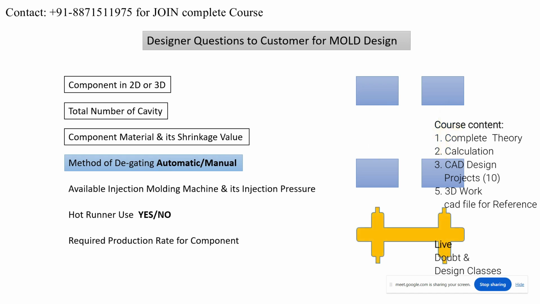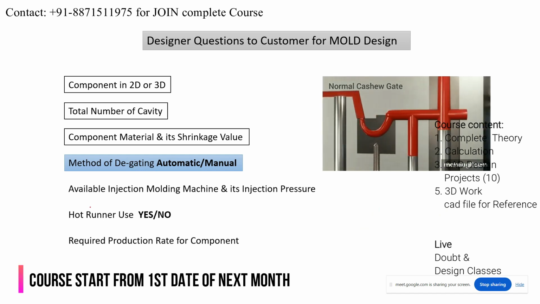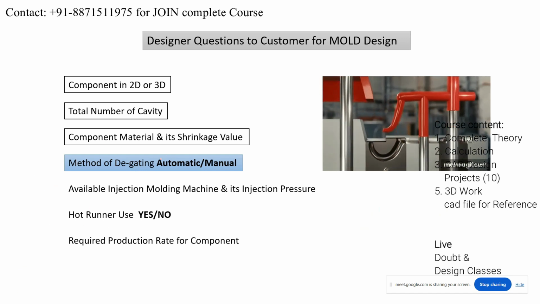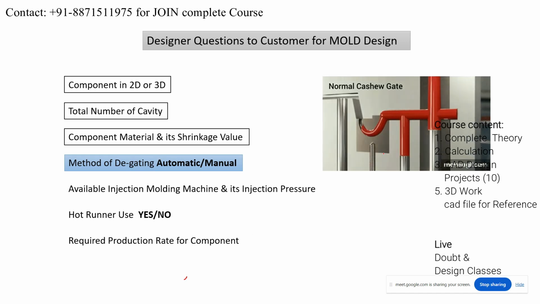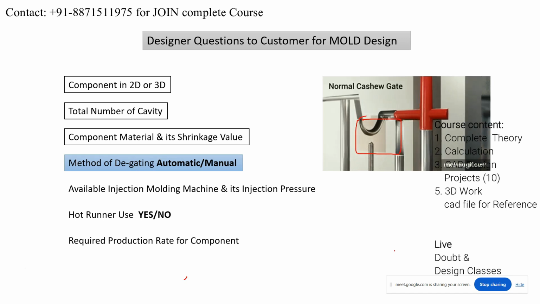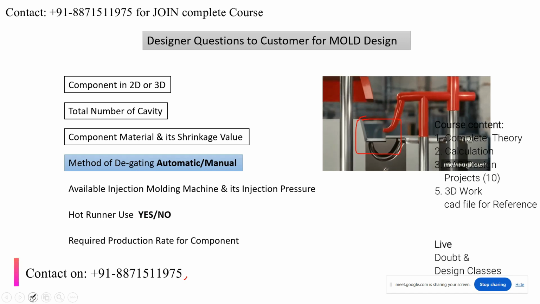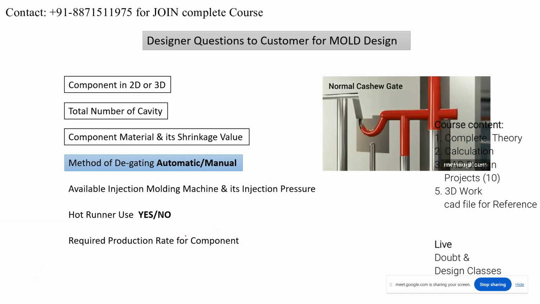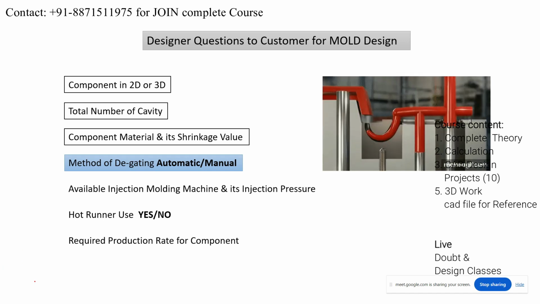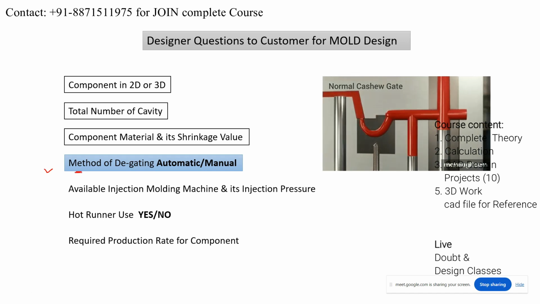For example, this is the manual degating. Now see, this is the automatic degating. For this we have to use an insert into the core part. See here, we have to use the insert into the core part. Manufacturing will be complex, right or wrong? Understood? Okay, so we should ask about these points.